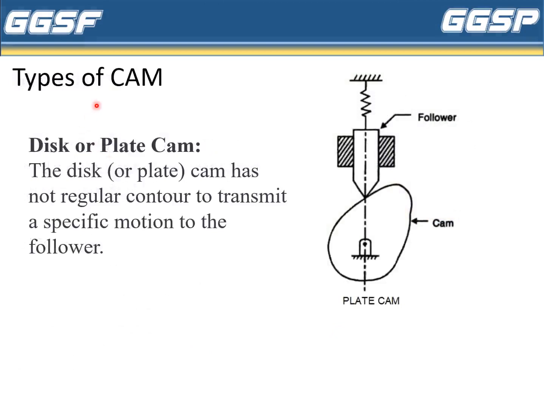Now what are the types of cams? Cams are classified as disc or plate cam. Now this is a disc or plate cam. What is this? A disc or plate cam which is having not regular contour. That means its profile is not regular.